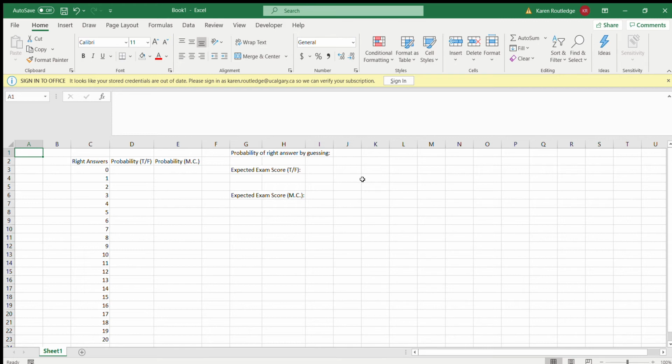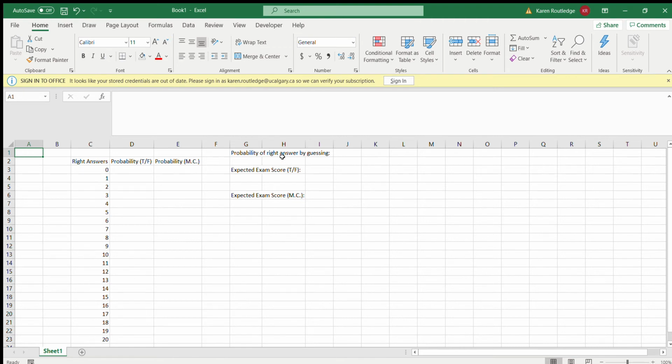So the specific question that I want to look at is whether or not a 50% passing grade is an effective cutoff. And the way I'm going to look at that initially is utilizing a hypothetical, so I pretend 20 question true-false exam. So here I have the number of possible right answers. You could get no right answers, one right answer, all the way to 20 right answers.